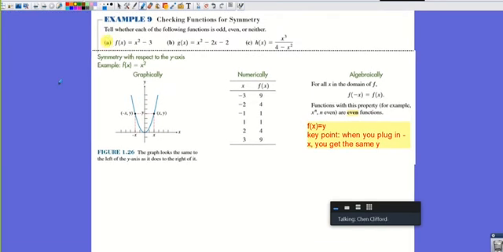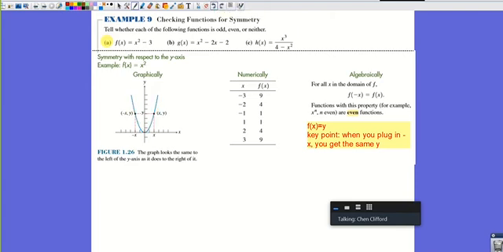Now, this is the graph of A that you see right here. It's a parabola. Now, basically, if you reflect one side of a graph, let's use this side, if you reflect it over the y-axis and you get the same thing, then that's an even function. Let me show you another even function.